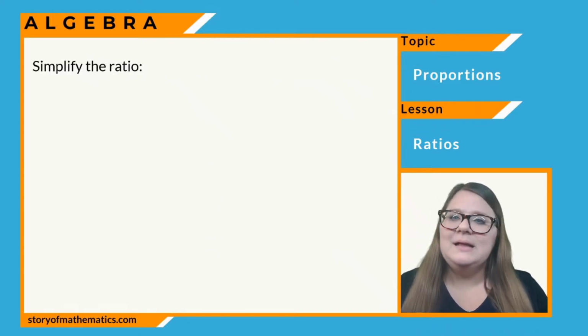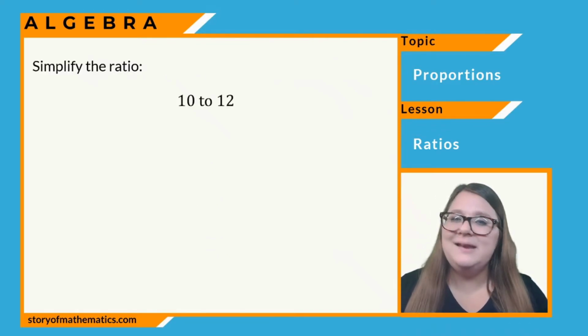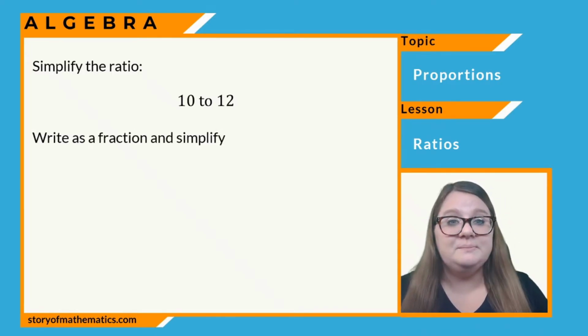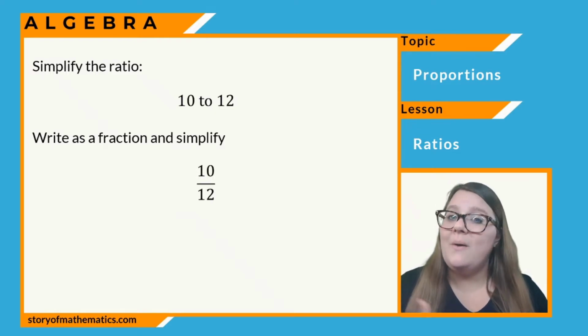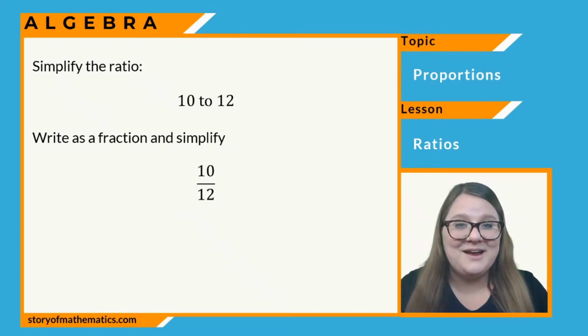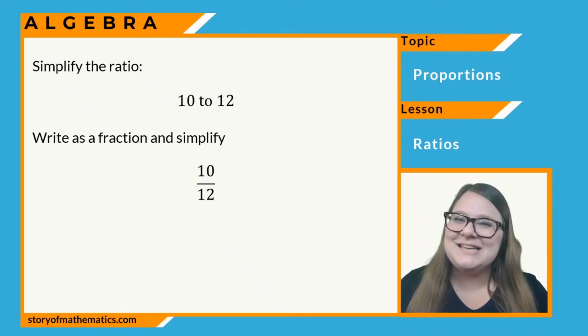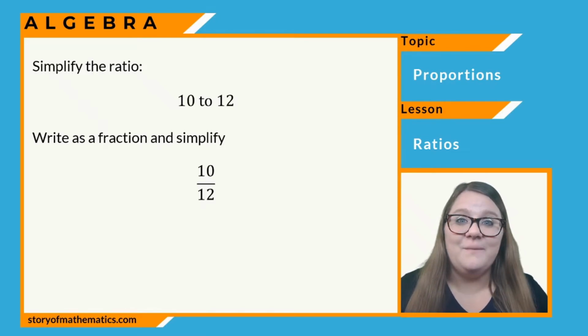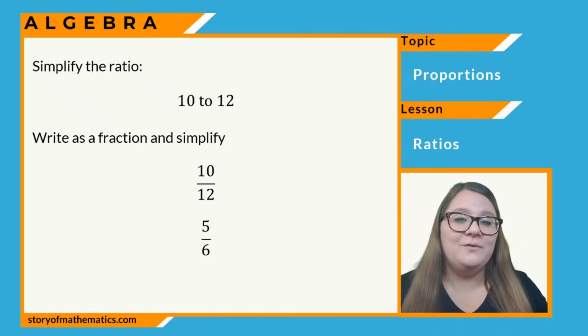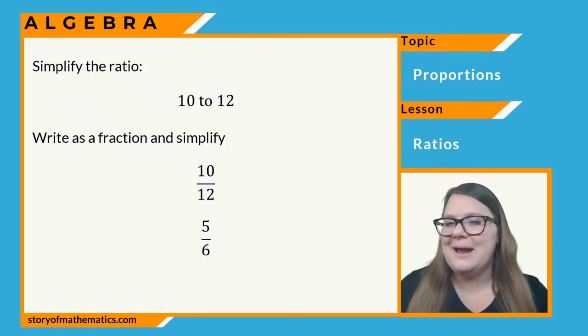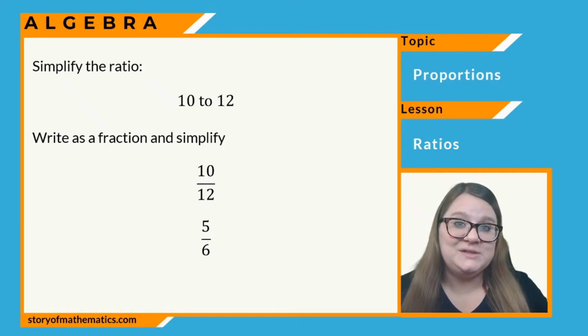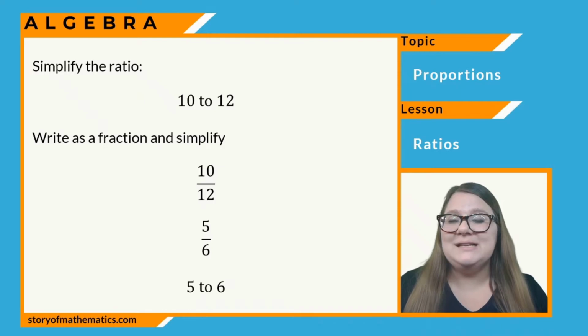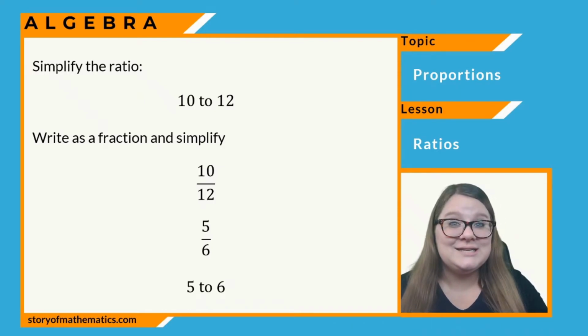For example, let's say we want to simplify the ratio 10 to 12. Well, we're going to write it as a fraction and simplify it. So you could write it as 10 over 12, and then simplifying fractions is pretty easy. In this case, we can divide both 10 and 12 by 2 to get 5 over 6. Then we just rewrite it in whatever format the ratio was written in originally. So in this case, we can say 5 to 6.